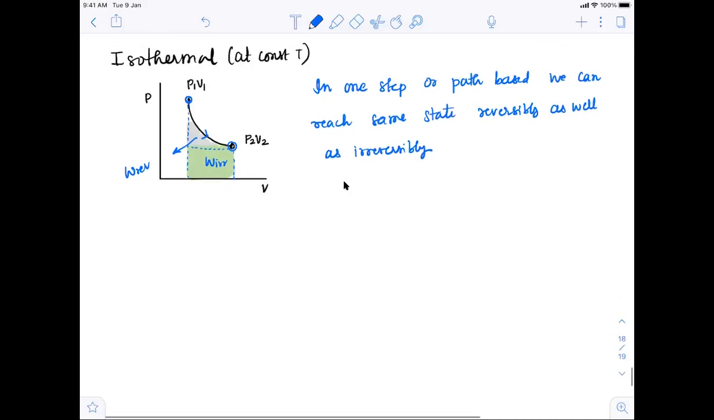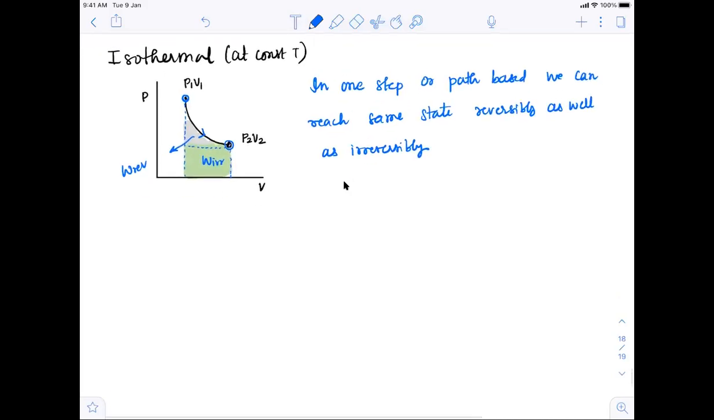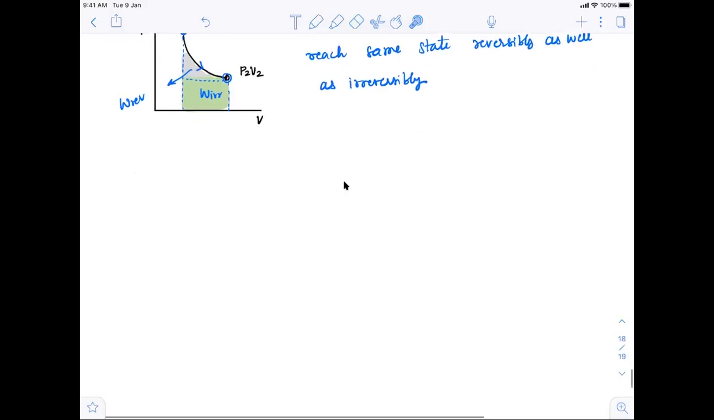Now the same logic can be applied when you have constant pressure and constant volume also. I'm not writing it, but I want you to figure out that even if you have constant pressure and constant volume, reversibly or irreversibly, we can always reach the same state in all those processes. But when it comes to adiabatic, see the problem with adiabatic now.